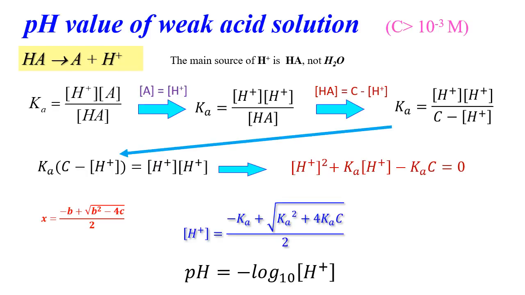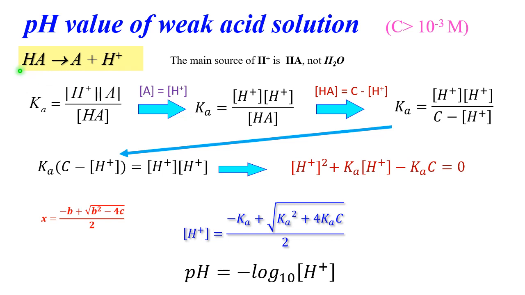Let us look at how we can calculate acidity. Our goal is to establish the pH value of a solution of a weak acid in water. We will be talking mostly about concentrations of about 10 to the negative 3 molar. Why? Because these are the concentrations most important for analytical titrations.